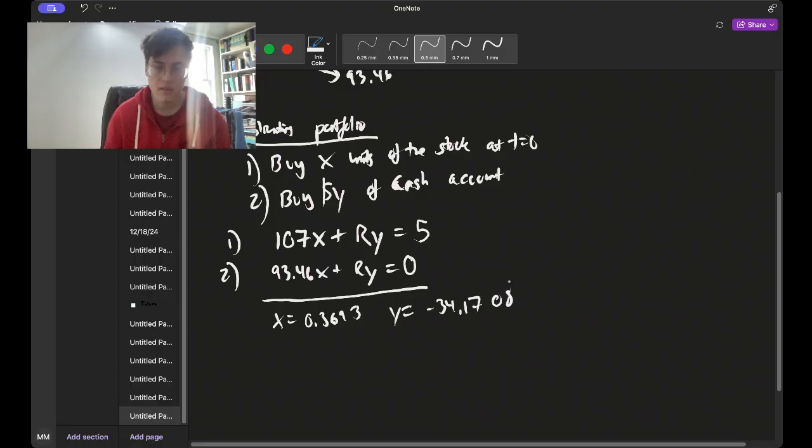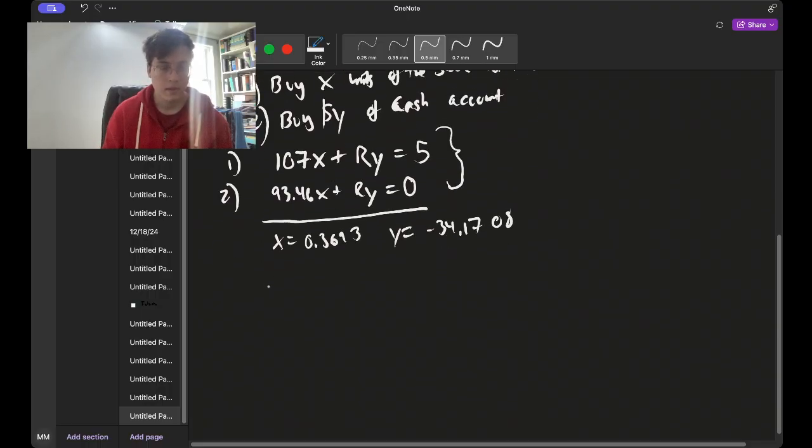So what does this mean? This means we can replicate the option payout by buying 0.3693 units of the stock at time equals 0 and borrowing $34.1708 from a cash account. Then later at t equals 1, we have to pay back r times Y, and because we bought the stock, we get some payout, and our choice of decisions should exactly replicate the possibilities of the option payout.